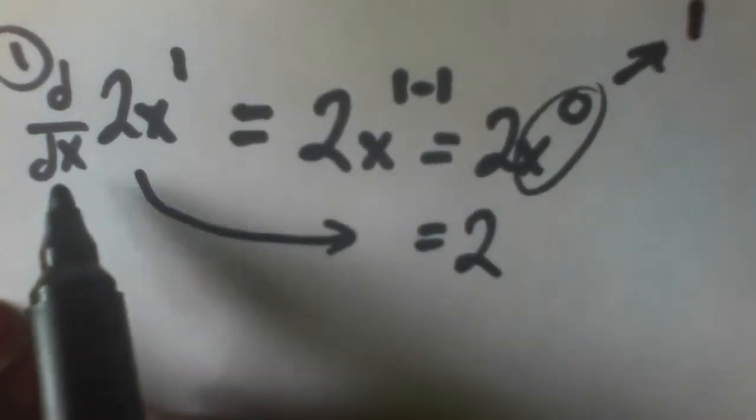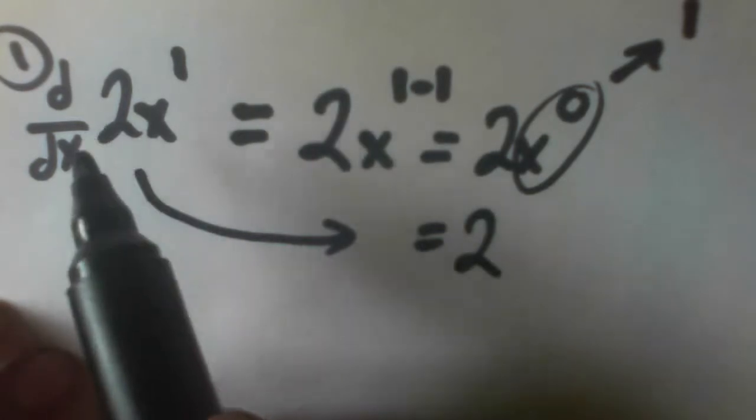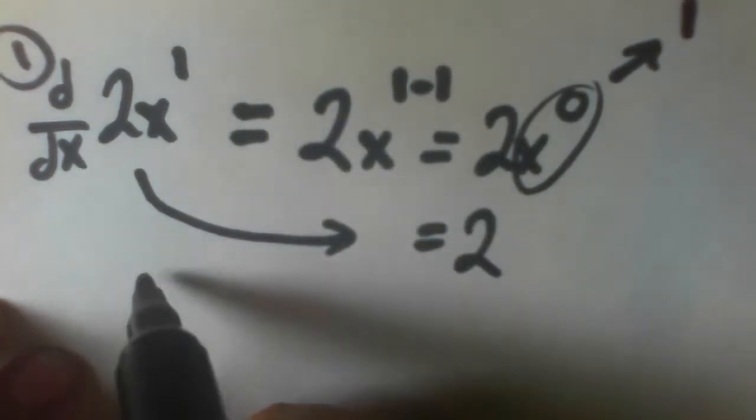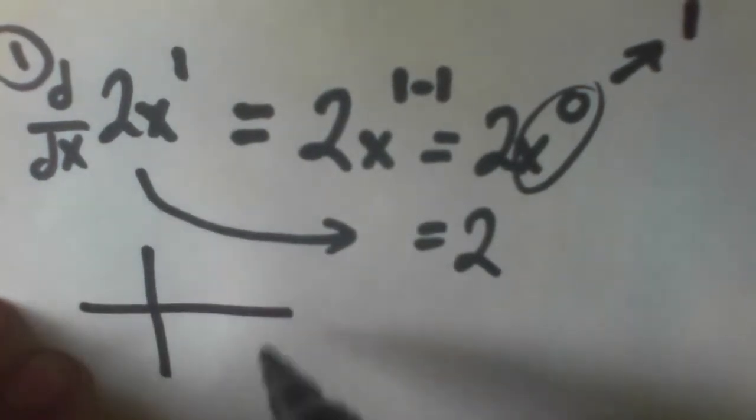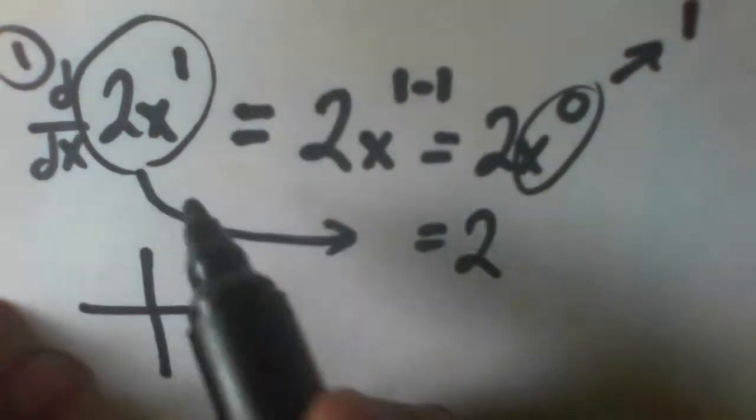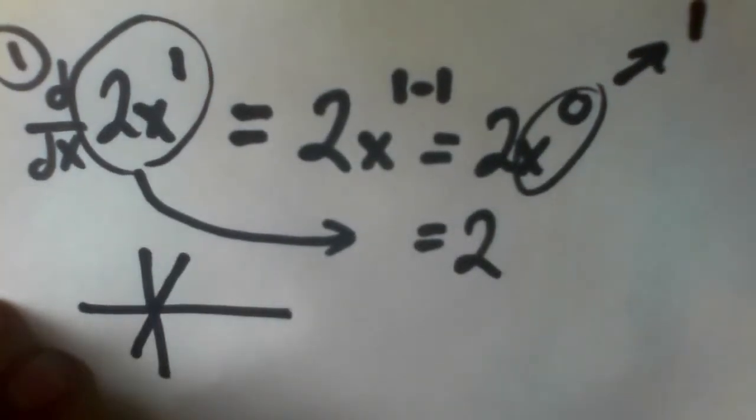So basically, the derivative of anything linear is going to be a constant. So what I mean by linear is if you have this, and you try to graph 2x, you would get this, right?